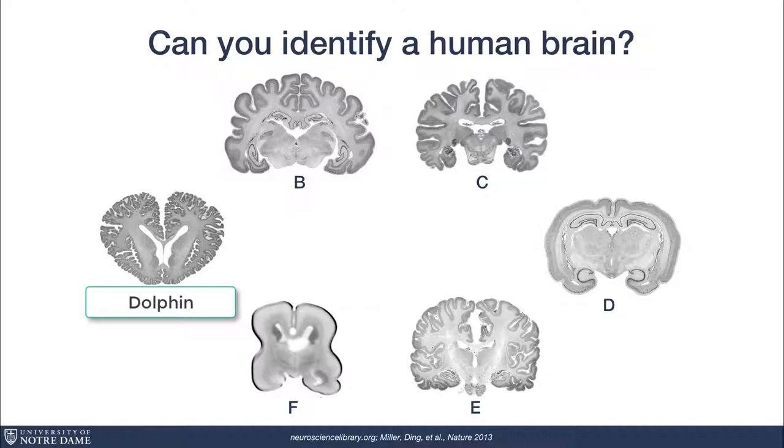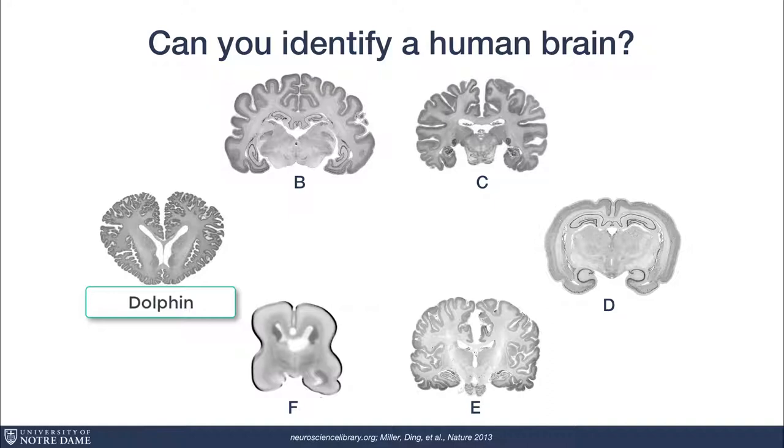Anybody think B? Okay, so B is a dog. These are not to scale, they're all the same size, so as to not give it away too much. But dogs have fewer folds than a dolphin. What about C? Anybody think C? Okay, C is a chimpanzee, so it's very close. More folds than a dog, less than a dolphin.